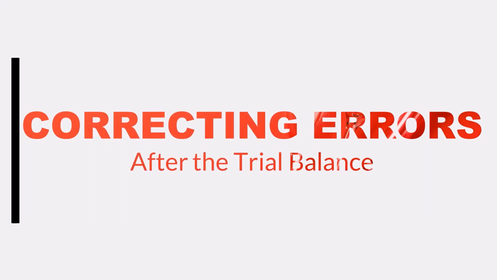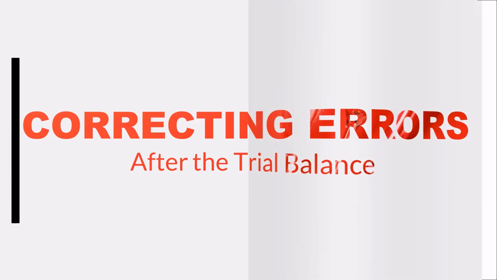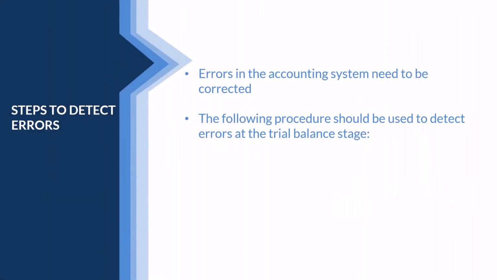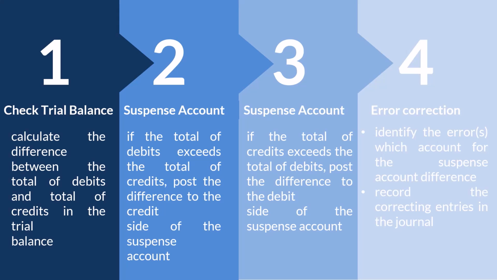Let's now talk about how you correct errors. So we'll start with errors that cannot be detected by the trial balance. Regardless of the type of error, you need to find those errors and correct them, and you can do it using the following steps. You need to check the trial balance to calculate if there's a difference between the total debits and total credits in the trial balance. You will then check if the total debits exceed the total credits, and post the difference to the credit side of the suspense account. In that case, if the total credits exceed the total debits, you post the difference to the debit side of the suspense account. We'll see how this is done in a little bit.